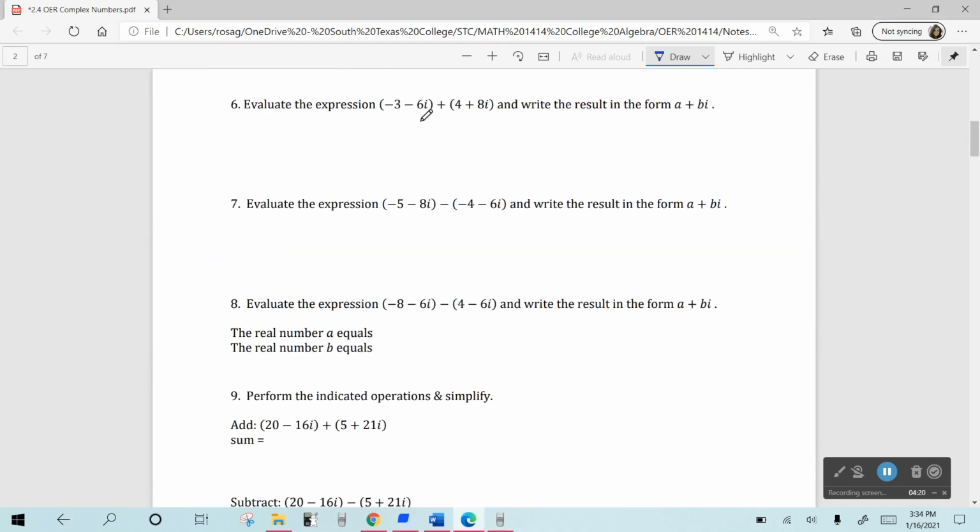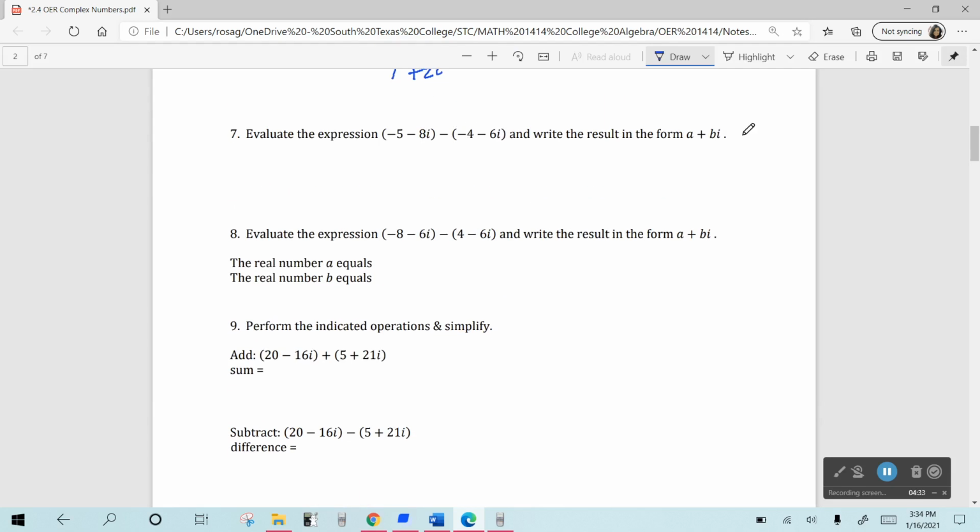So these ones are the same thing. We're just going to combine like terms. I'm going to ignore the parentheses and combine like terms. Now when it's minus, it's subtraction. This one stays the same. But this one, you are going to change the signs. So you get this one minus that one. Negative 5 plus 4, that's negative 1. Negative 8 plus 6i, that's negative 2i.